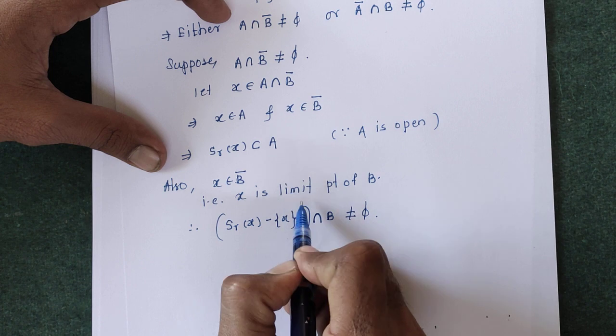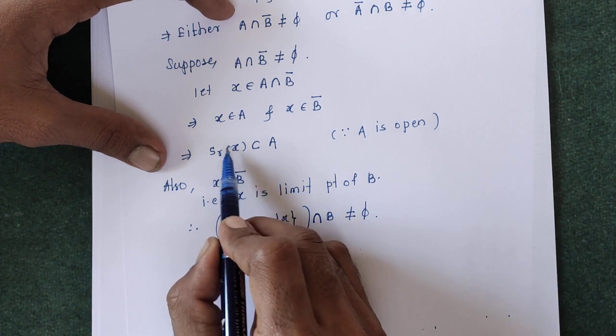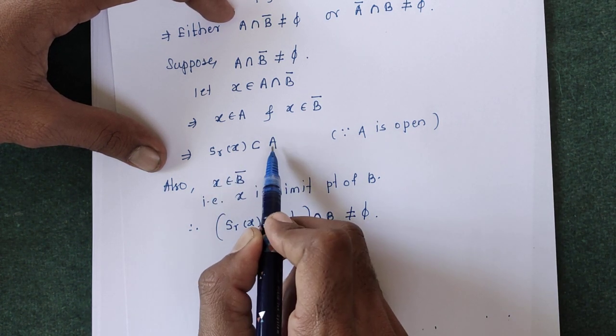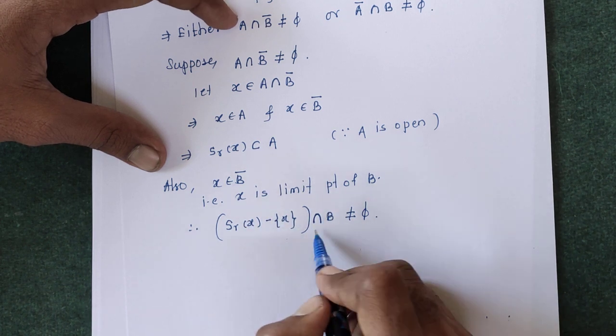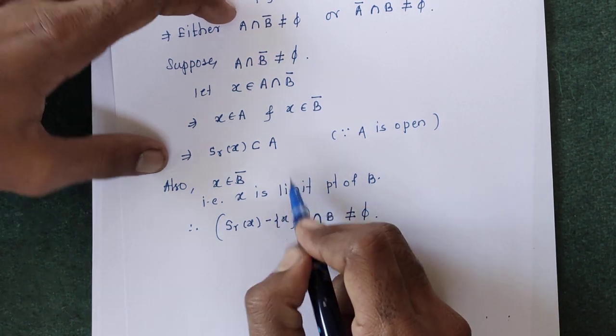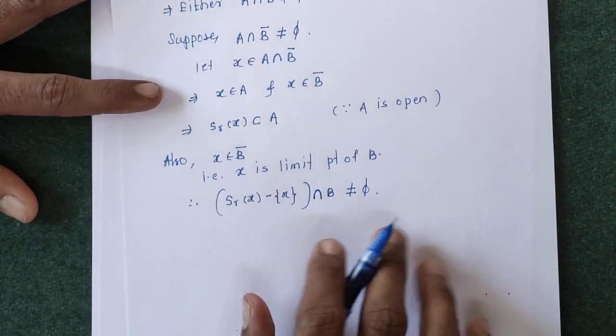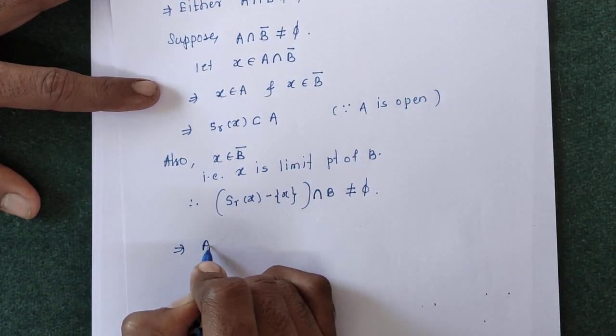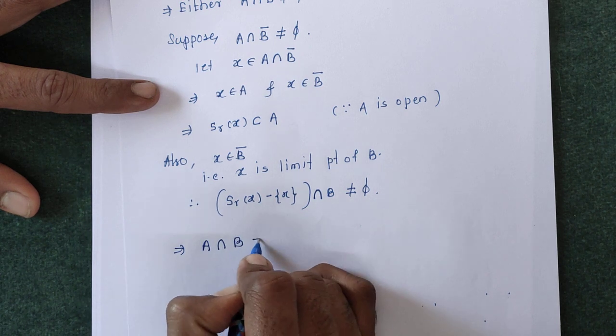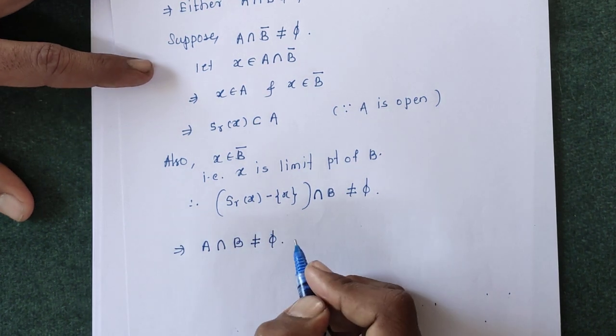From these two we can say that this open sphere totally lies inside A, and also this open sphere intersects B. So these two statements say that A intersection B is non-empty. This implies A intersection B is not equal to phi.